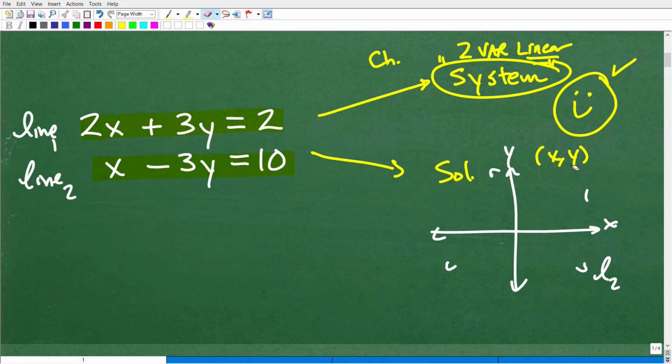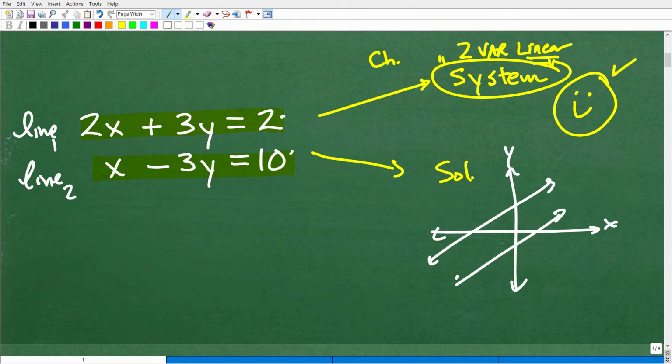Now, why wouldn't it have a solution? Well, let's go back to our little model here. If I graph this line, and then I graph this line as well, and these lines end up being parallel to one another, so line 1 is parallel to line 2, guess what? Are they ever going to cross? No. So there's times where systems can have a unique, one solution. They can have no solutions. They can have infinite solutions. That's for other videos and whatnot.